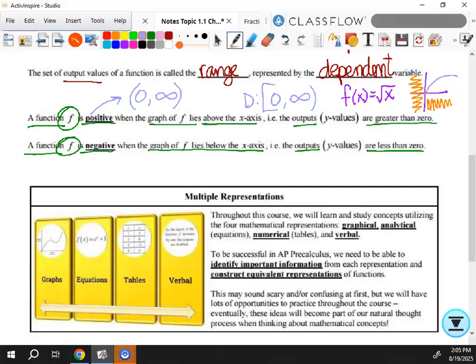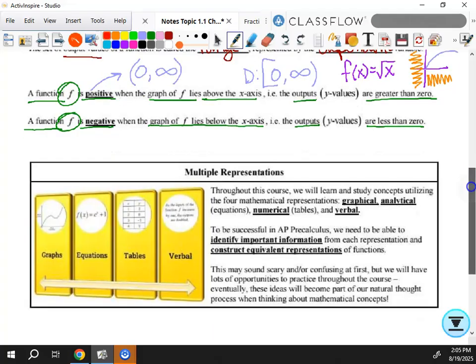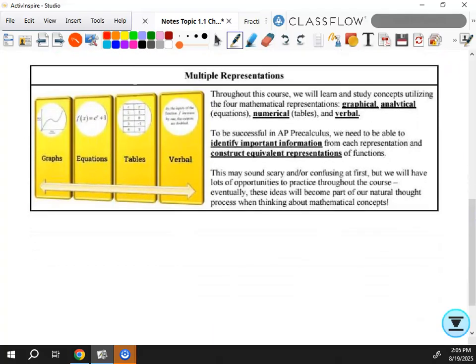Okay, so this is kind of an FYI for the course right here. The multiple representations, everything we do, we're going to look at the graphs, the equations, the tables, and how to write it verbally. So throughout this course, we'll learn to study the concepts of those four representations. Then, to be successful in AP Pre-Cal, you know, some students want to fight me the whole way. Fine, don't do it that way. Then fail the test. I don't know what to tell you. I don't make up these rules. So if you want to be successful in AP Pre-Cal, we need to be able to identify important information from each representation and construct equivalent representations.